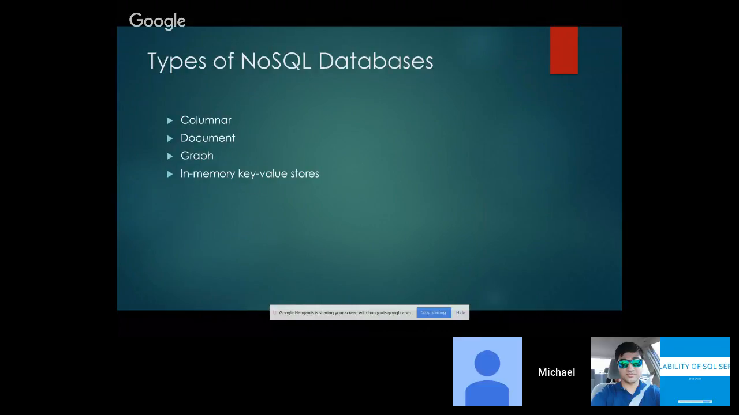And looking at the differentiated types of NoSQL databases, there are columnar, document, graph, in-memory, and key value stores. Columnar databases are optimized for reading and writing columns of data as opposed to rows of data. Column-oriented storage for database tables is an important factor in analytical query performance.